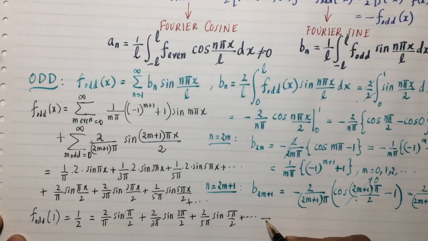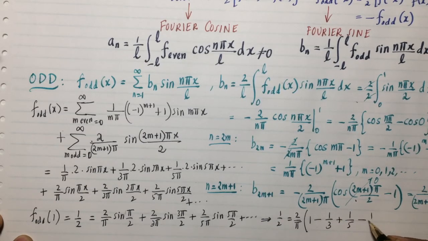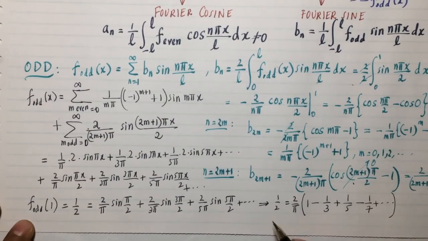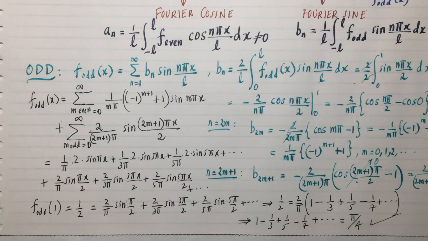So this keeps alternating. So this tells me that 1/2 equals 2 over pi times a very familiar series, which is 1 minus 1/3 plus 1/5 minus 1/7. So this is exactly the series for pi over 4. So the old series for pi over 4 is recovered, which we saw in the earlier videos. And so we have confidence that this value, this whole procedure makes sense.